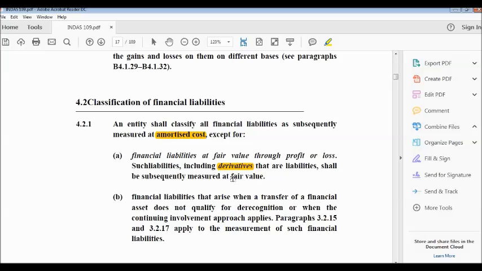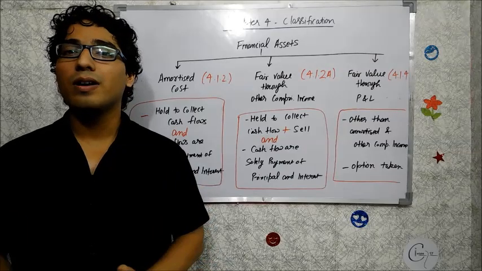So basically, in case of financial liabilities, there are only two options. First one, amortized cost. Second one, fair value through profit or loss. So there is no option of fair value through other comprehensive income. In case of financial liabilities, you cannot classify them into fair value through other comprehensive income. So just two categories: fair value through profit or loss, or amortized cost. So this is how it's going to work.